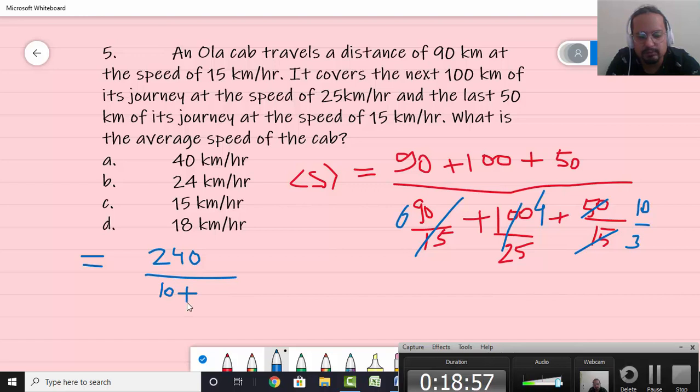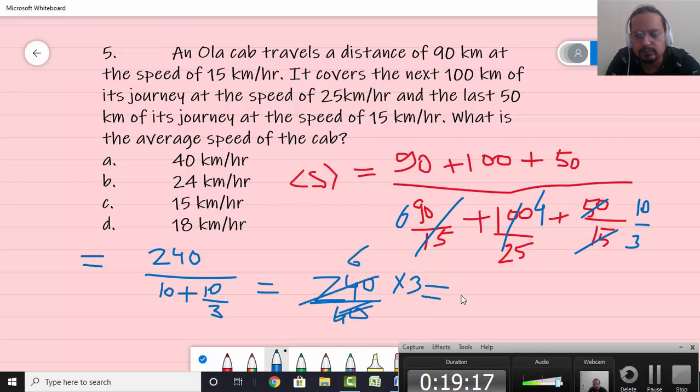I'm just writing it down for more clarity. 10 plus 10 by 3. So what we get is 240 divided by 40 by 3. So 3 goes up, right? So here you get 6, and 6 into 3 is equal to 18. So the final answer becomes 18 kilometers per hour.